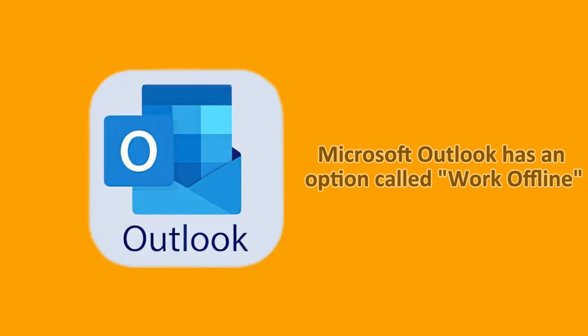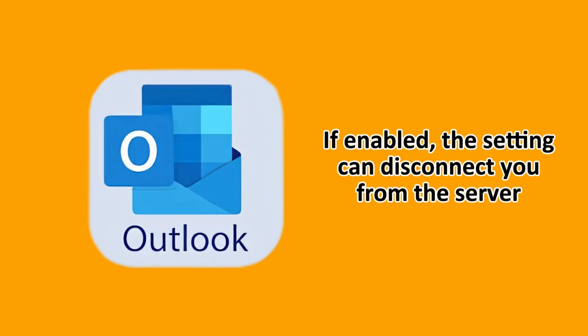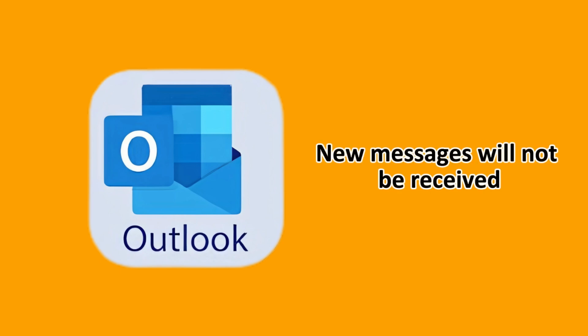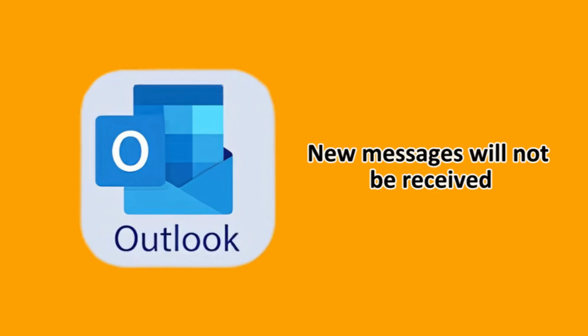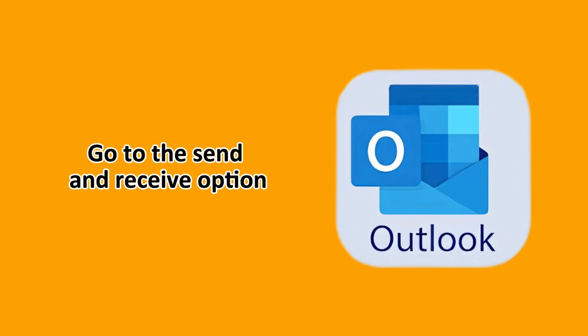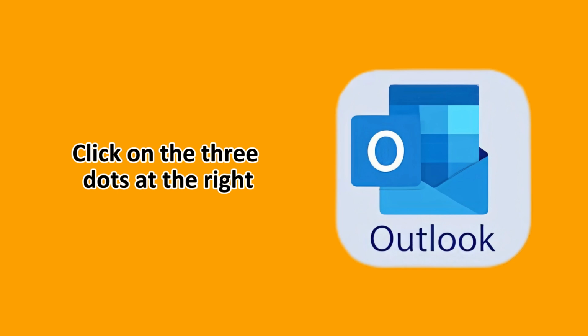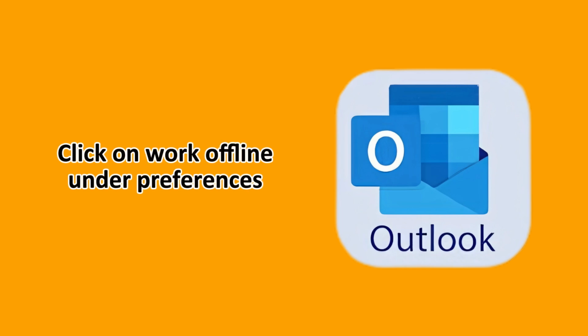And the third option is to check if you're in offline mode. Microsoft Outlook has an option called Work Offline. Once enabled, this setting will disconnect you from the server, which means you won't be able to receive new messages. In some cases, you might have turned offline mode on inadvertently. To fix this, you just need to go over to the Send and Receive option at the top area of your menu options, then go over to the three dots at the right side, click on it, and then under Preferences you will see Work Offline. When you click on it, this will be turned off, and at the bottom you will see Connected.